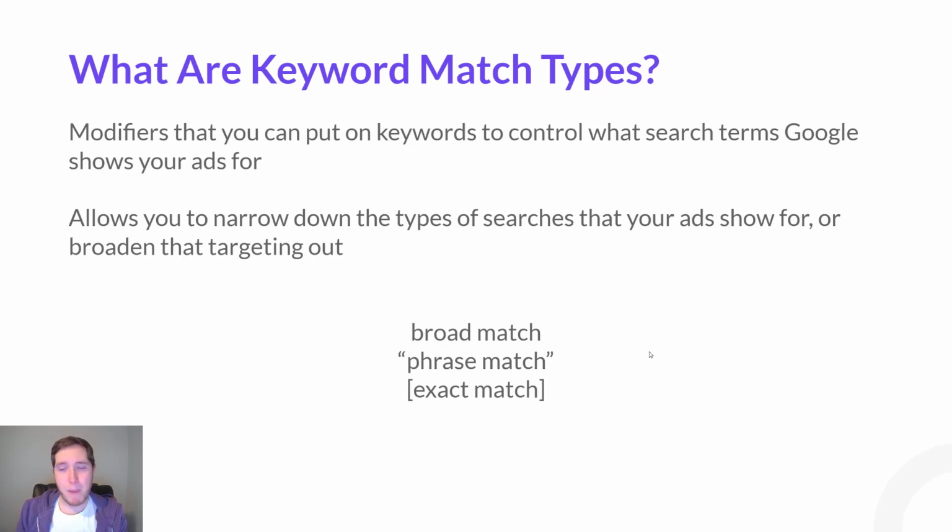So the three main match types are broad match right here. So it would just be the keyword itself with no actual modifiers on it here. It's just the keyword. And then the second one you have is phrase match. It has these little quotes on the side. And then the third one is exact match. And all of these are going to behave differently in your campaign. And we'll go over why that is and the kind of things you can expect from the different match types.